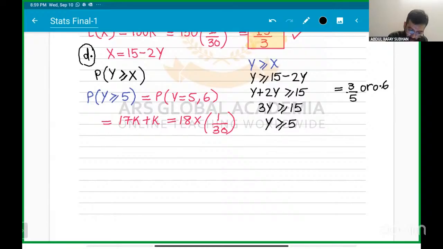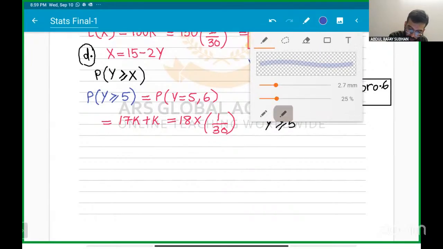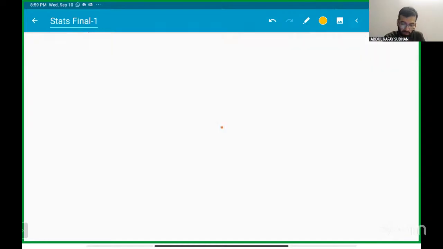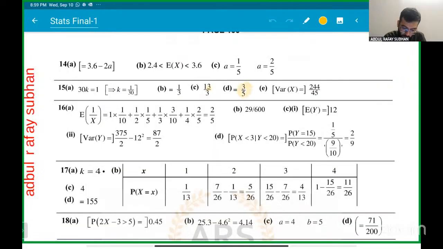Let's check the part D answer as well. 3 over 5, or 0.6. So we got 3 over 5, matching the part D answer. Is everyone clear? Understood? Got that? Any questions? Students clear on this? Following? Yes, 3 over 5.